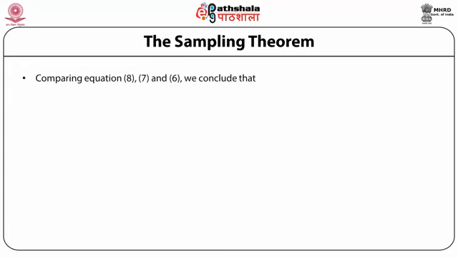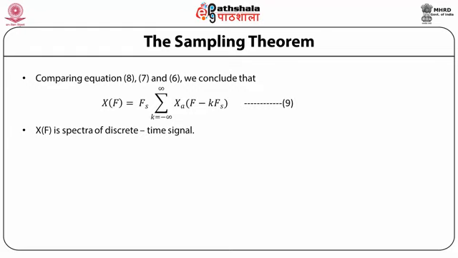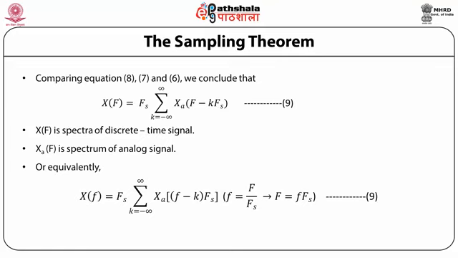So, comparing equations 6, 7 and 8, we conclude that X(F) equals fs multiplied by the summation over k equal to minus infinity to infinity of Xa(F minus kfs). Now here X(F) is the spectrum of the discrete time signal, and Xa(F) is the spectrum of the analog signal. Or equivalently, X as a function of small f equals fs times the summation over k equal to minus infinity to infinity of Xa(F minus k multiplied by fs).